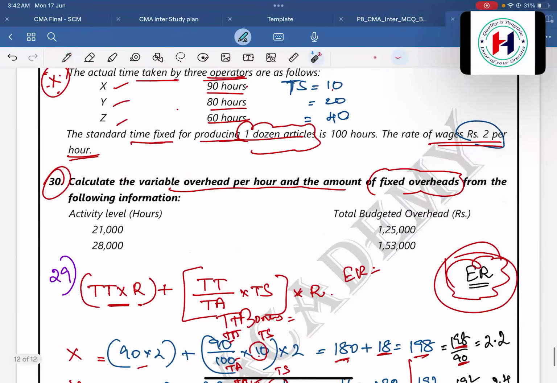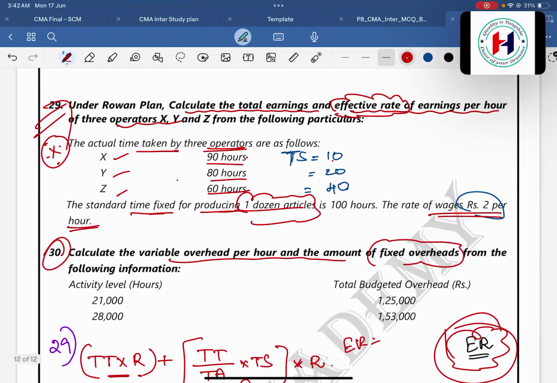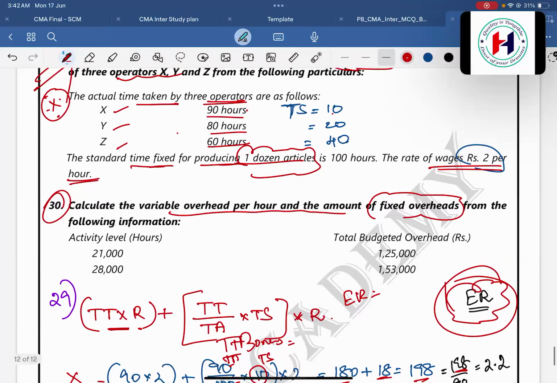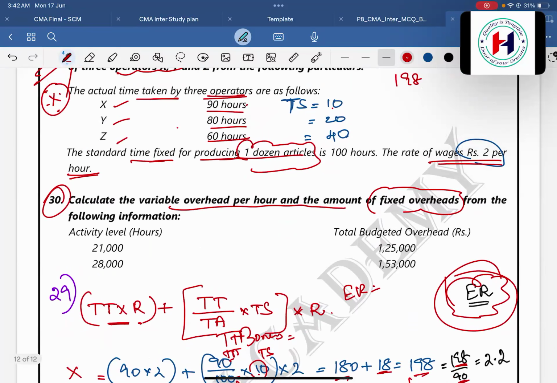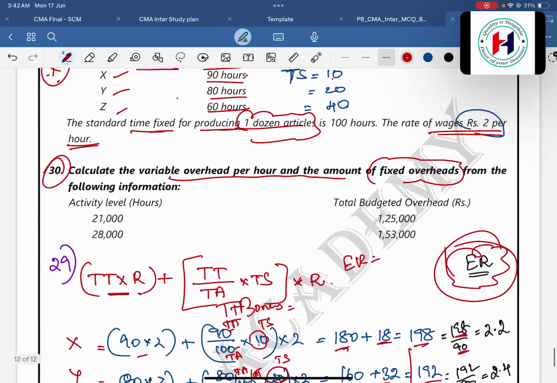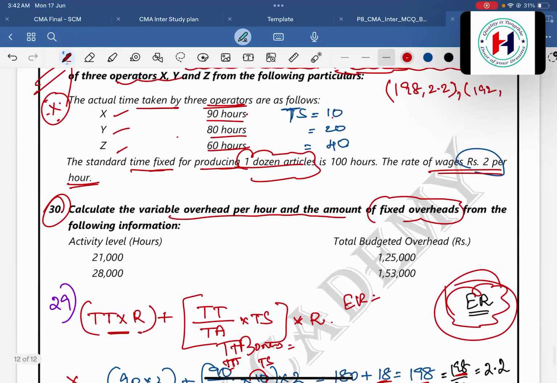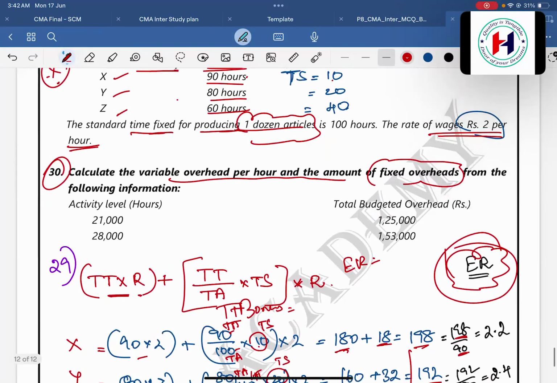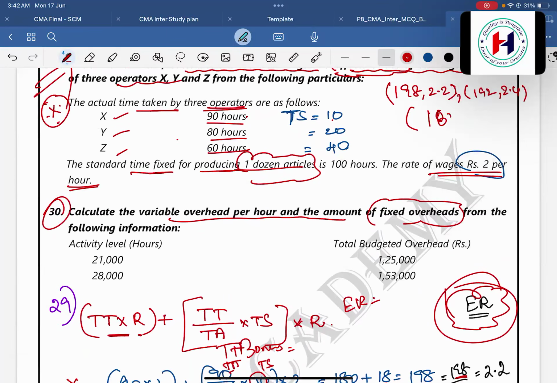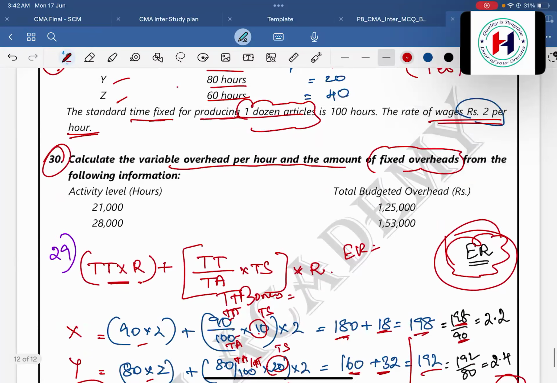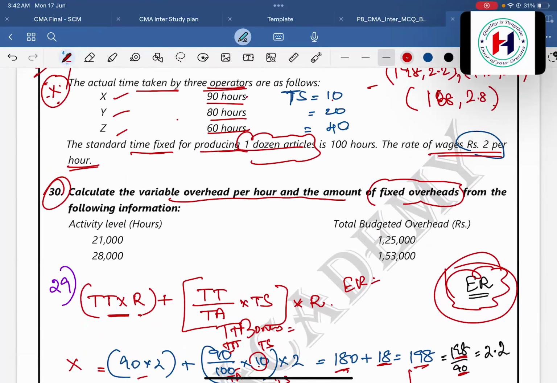They are asking what option will be like total earnings. So it will be like 198, comma 2.2, or the next one will be 192, comma 2.4, comma 168, comma 2.8. That's how they will give the options for whatever question you are doing right now.